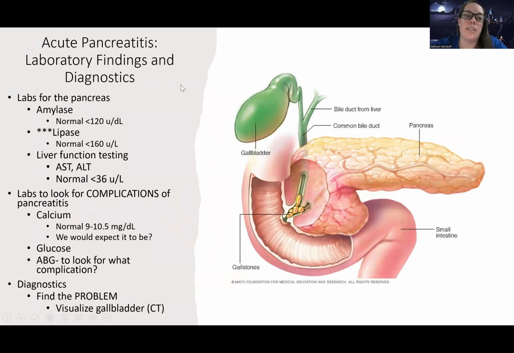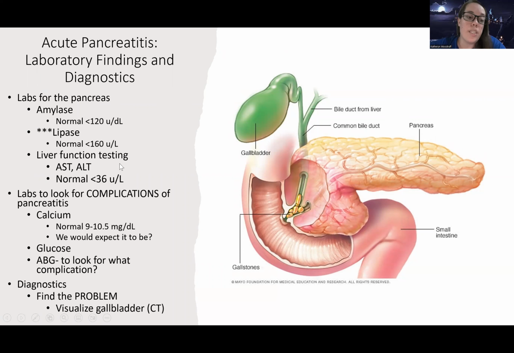Some labs and diagnostics that we'll want to look at: we'll want to check their pancreatic enzymes. Normal for amylase is going to be less than 120, and for lipase, it's going to be less than 160. So both these pancreatic enzymes can be looked at, but lipase is definitely more specific to pancreatitis, whereas amylase can be elevated for a lot of other reasons. So normally we're going to be looking more at that lipase versus that amylase.